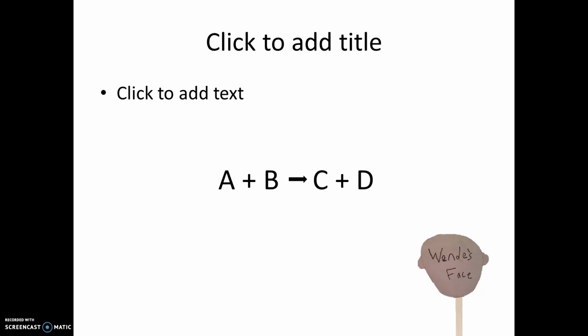This is a generic chemical equation. It's called that because the letters don't actually represent any chemicals, they are just generic letters. On the left side are your reactants. They go into the chemical equation. On your right are your products. They go out of your chemical equation.